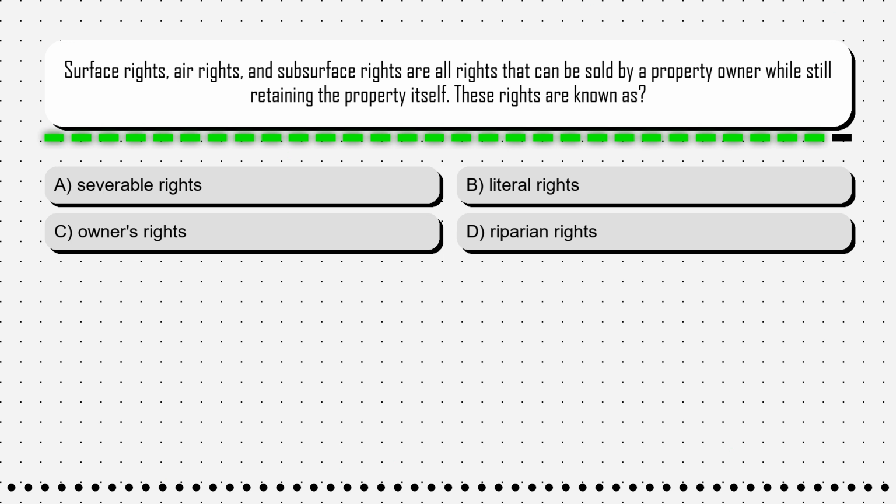Question 3. Surface rights, air rights, and subsurface rights are all rights that can be sold by a property owner while still retaining the property itself. These rights are known as Option A, severable rights. Option B, literal rights. Option C, owner's rights. Option D, riparian rights.